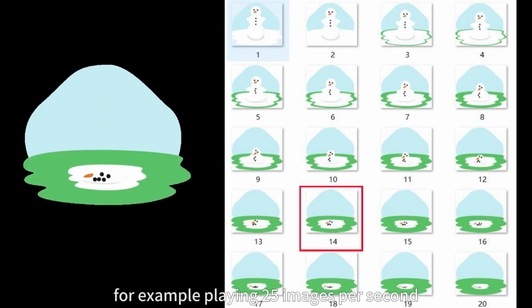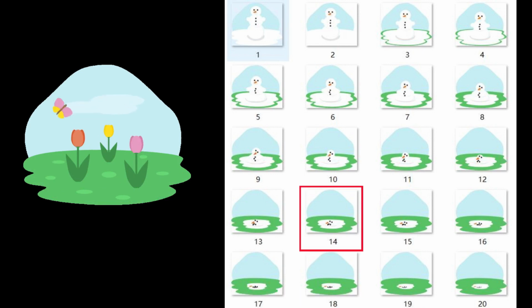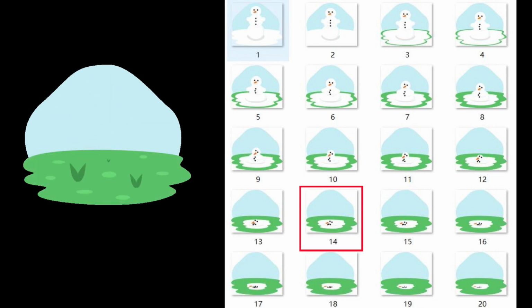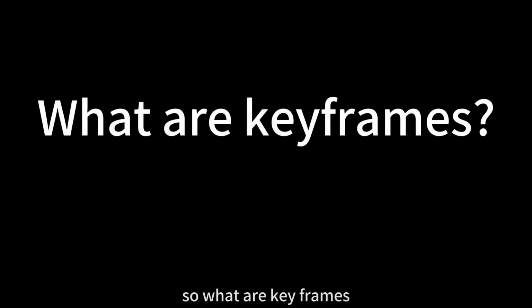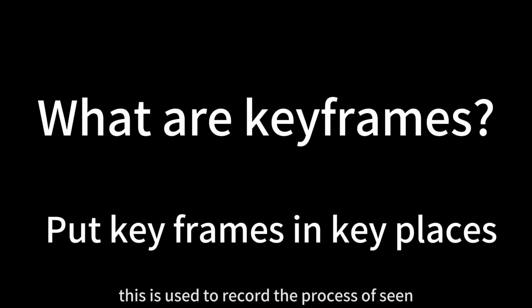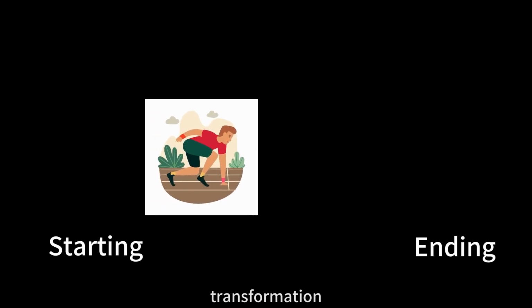For example, playing 25 images per second. So the frame rate of this video is 25 frames per second. So what are keyframes? Simply put, it's like putting the right frames in the right places. This is used to record the process of scene transformation.